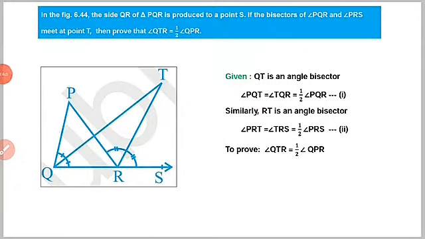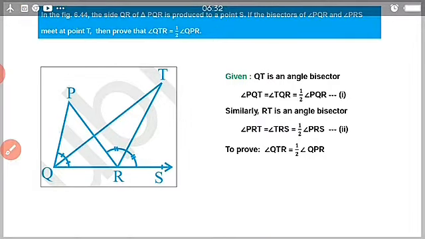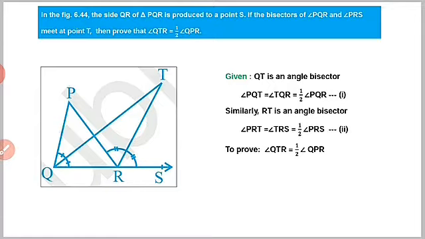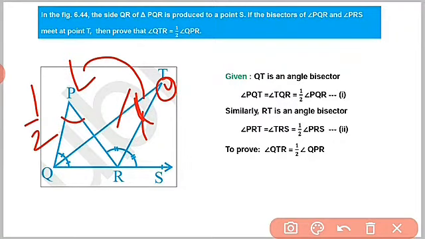Now let us take question number 6. In this figure, the side QR has been produced to point S. If the bisectors of angle PQR and angle PRS meet at point T, these are the bisectors. These bisectors are meeting at point T. Then we need to prove that angle QTR is equal to half of angle QPR. So let's start.